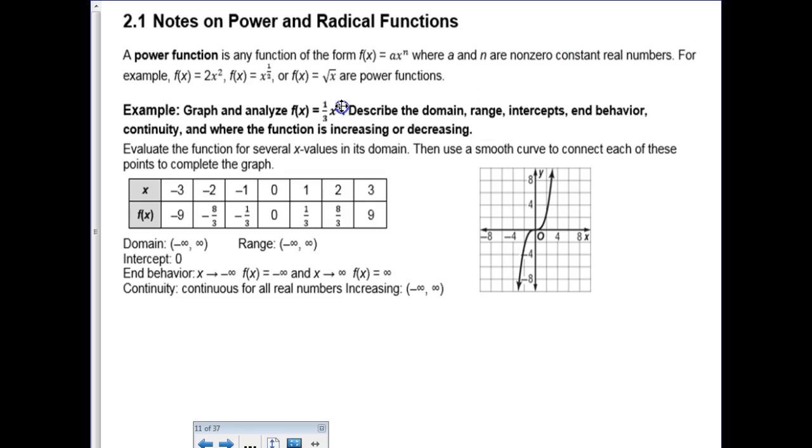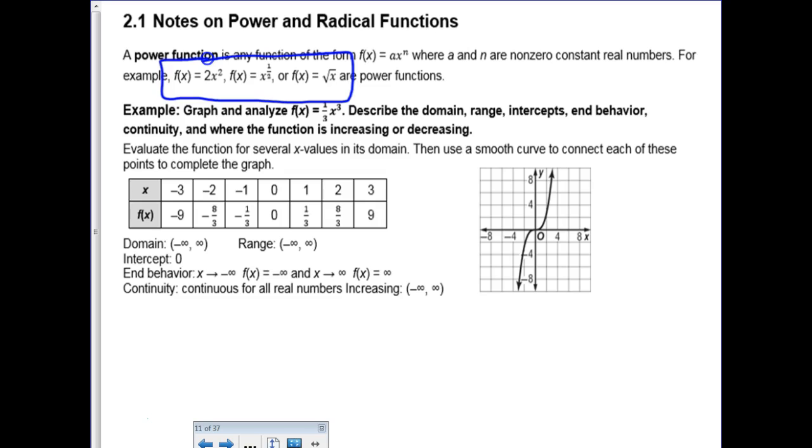Now, this first example in your notes is already done for you, so we're just going to have some commentary on whether we agree with these answers or not. The title to this section is graphing power functions, and then we're also going to be solving radical equations in a minute. These are all examples of power functions.